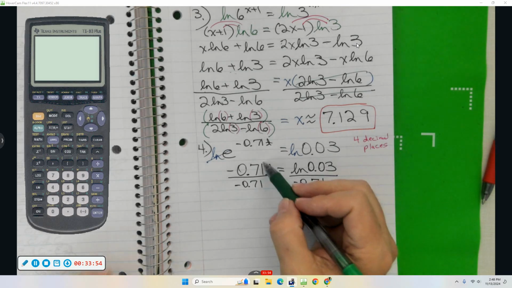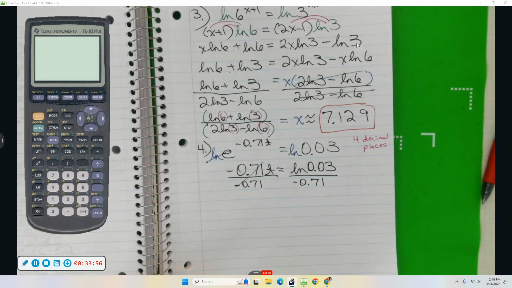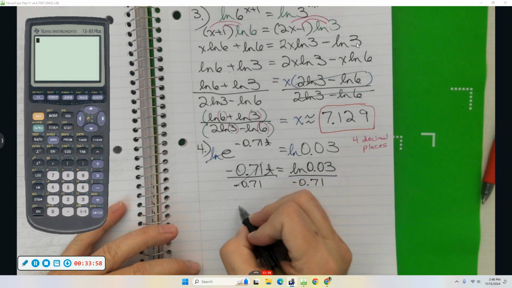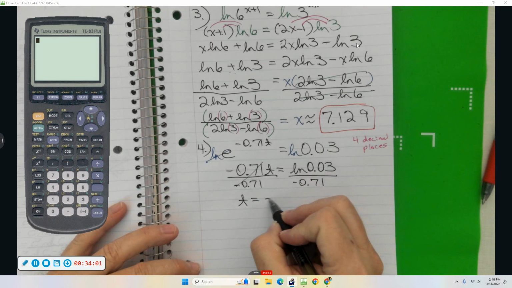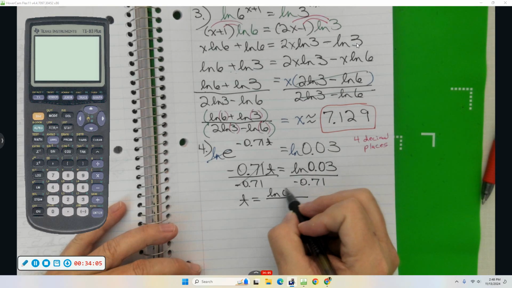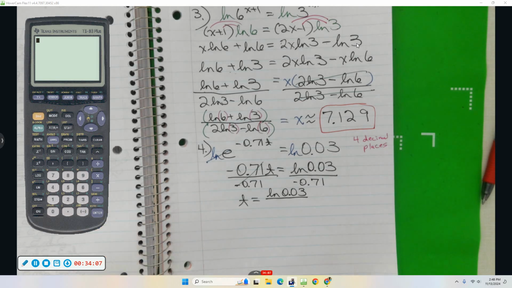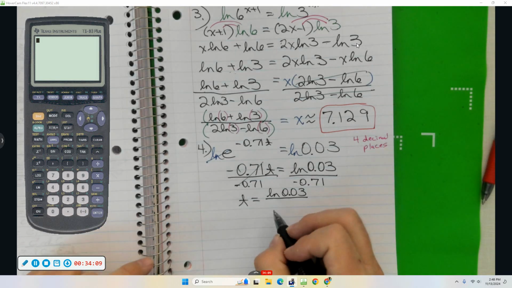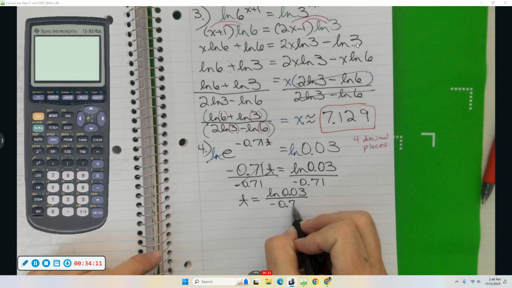So, that cancels out, giving us t equals, on top we have an ln 0.03, and on bottom we have a negative 0.71.